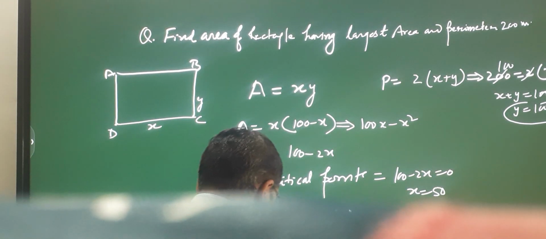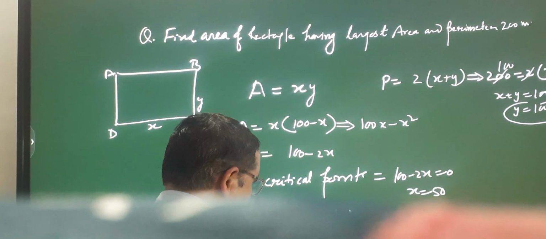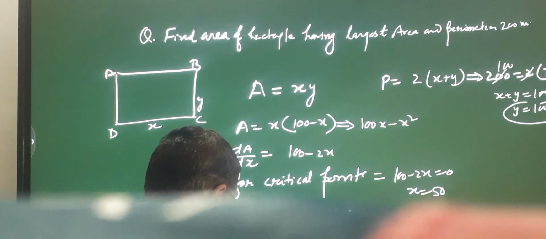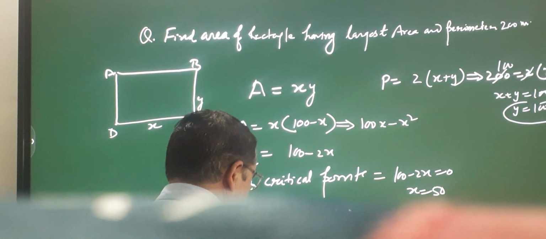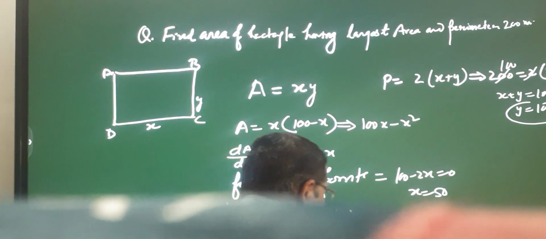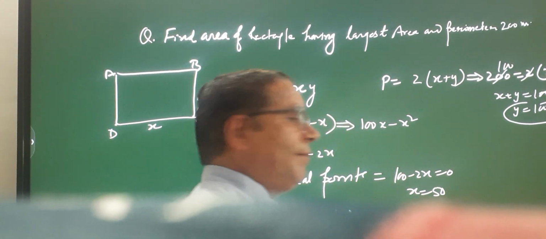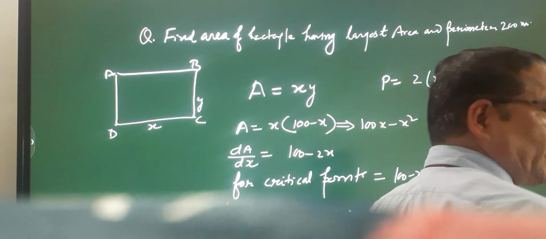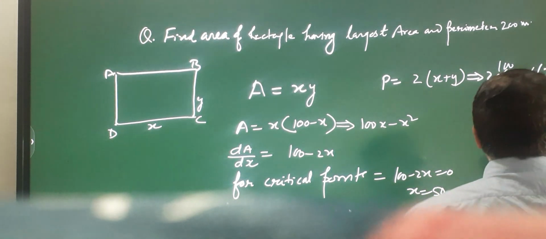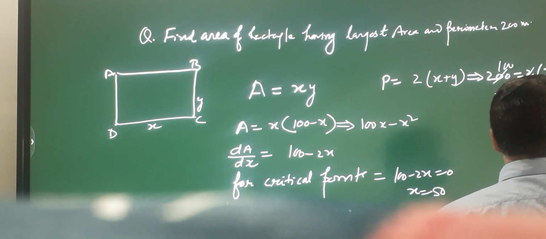So it is less than 0, that is minus 2. This is less than 0, which means it will be a maximum. Clear? Now we want the maximum value. The value of x is 50. So what is y here? 100 minus 50, that is also 50.